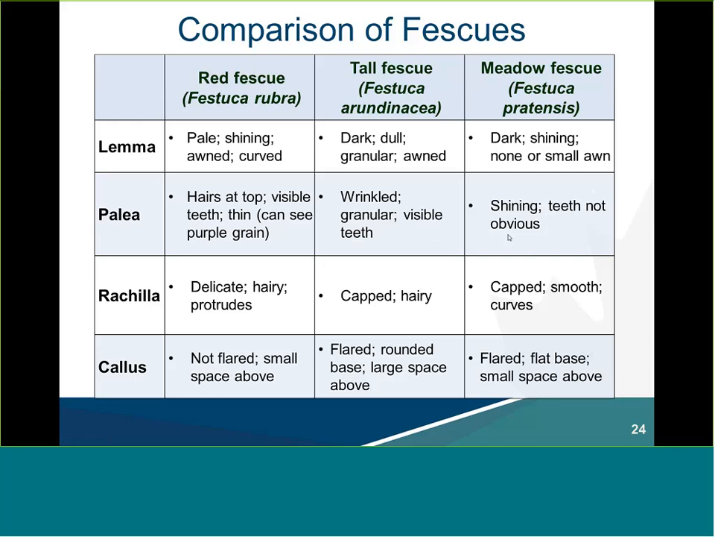I understand that. So taking a look at the shape, the callus shape and the space are two that stand out to me that you can train your eyes as you go through the crop. So in red fescue, the pale and thin should stand out already, but looking at the callus, it's not flared at the sides, and there's a small space above. Tall fescue is indeed flared at the sides. It has a rounded base and a huge gap, well, relatively huge compared to the other species above.